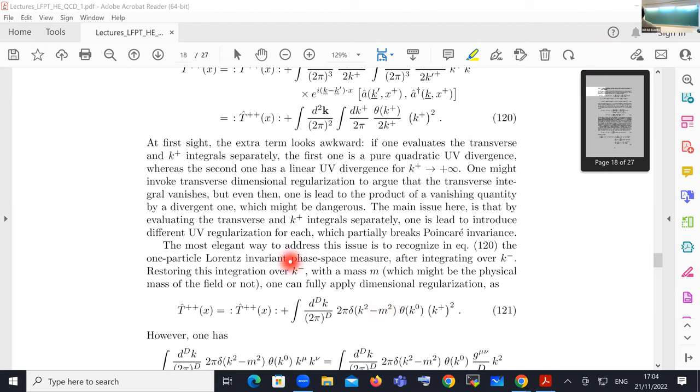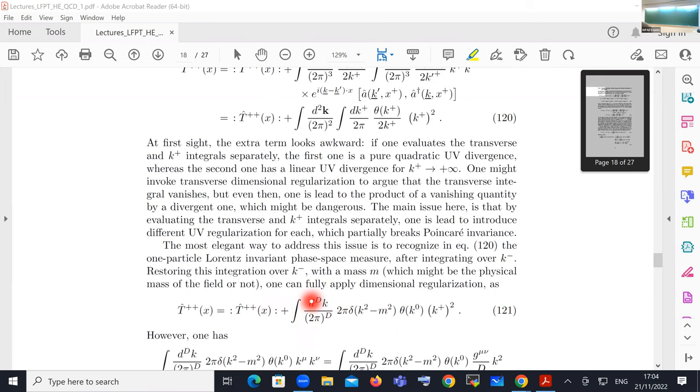Except that now I can have a mass. It could be the mass of your scalar field, or it could be just some arbitrary scale here. I don't really have any problem with that. So I just rewrite this in such a way. And now I can apply dimensional regularization in the full momentum space, so including perp, plus and minus directions.